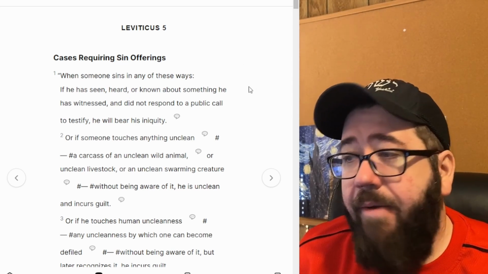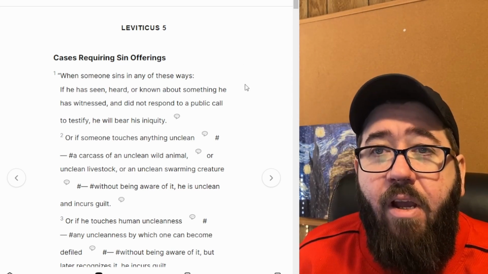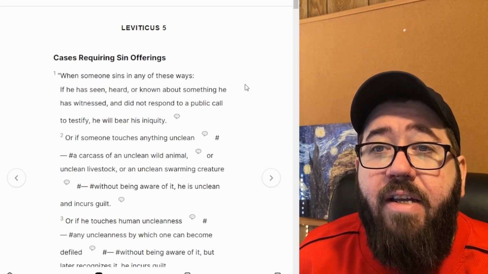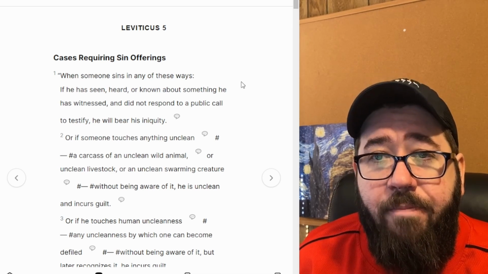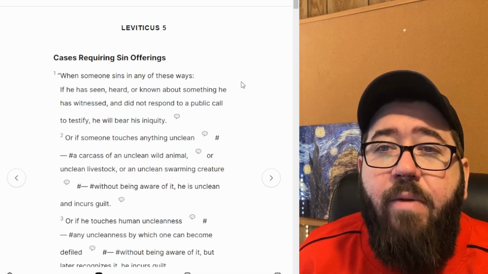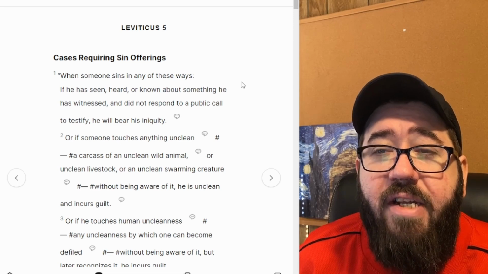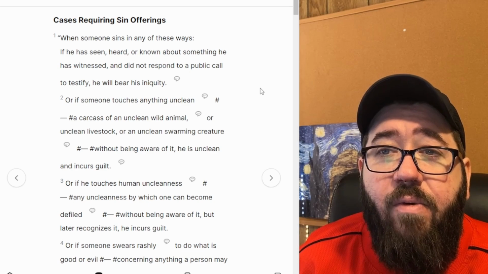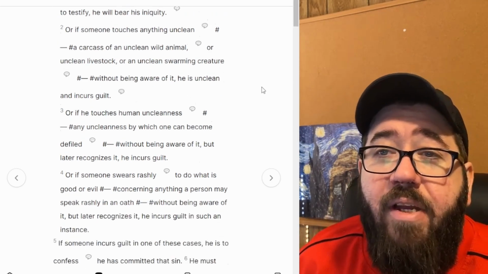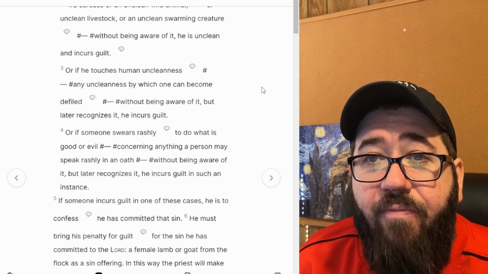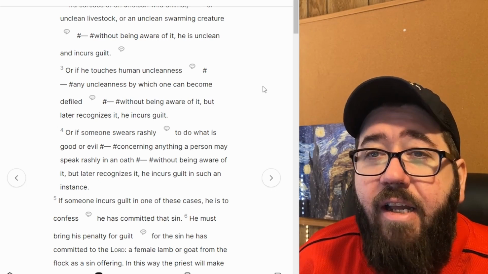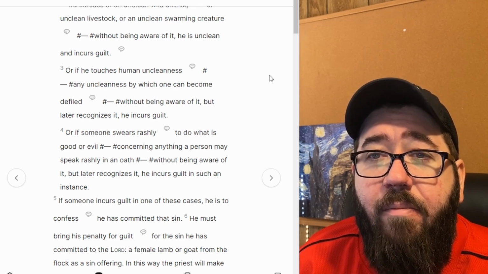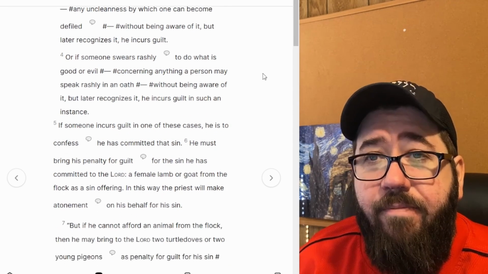So, okay, chapter 5. When someone sins in any of these ways, if he has seen, heard, or known about something he has witnessed and did not respond to a public call to testify, he will bear his iniquity. Or if someone touches anything unclean, a carcass of an unclean wild animal, or unclean livestock, or an unclean swarming creature, without being aware of it, he is unclean and incurs guilt. Or if he touches human uncleanness, and any uncleanness by which one can become defiled, without being aware of it, but later recognizes it, he incurs guilt.